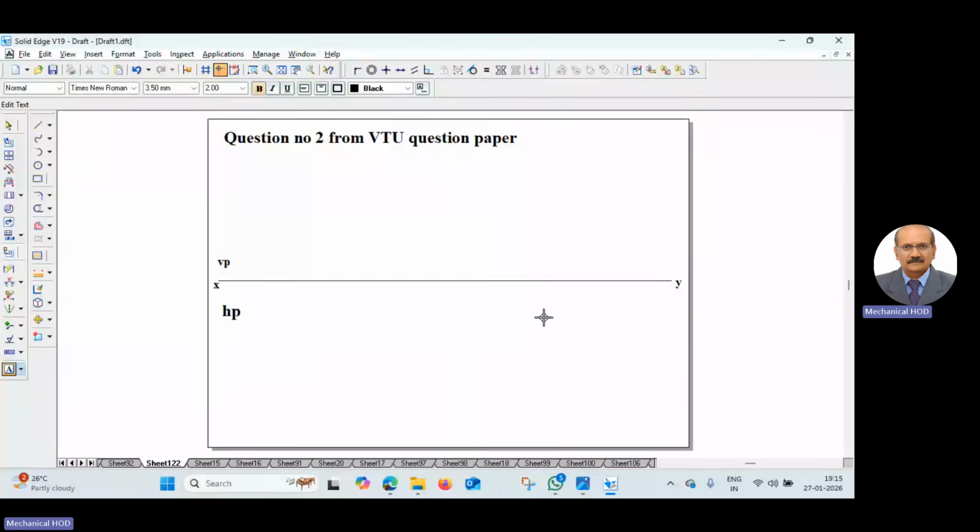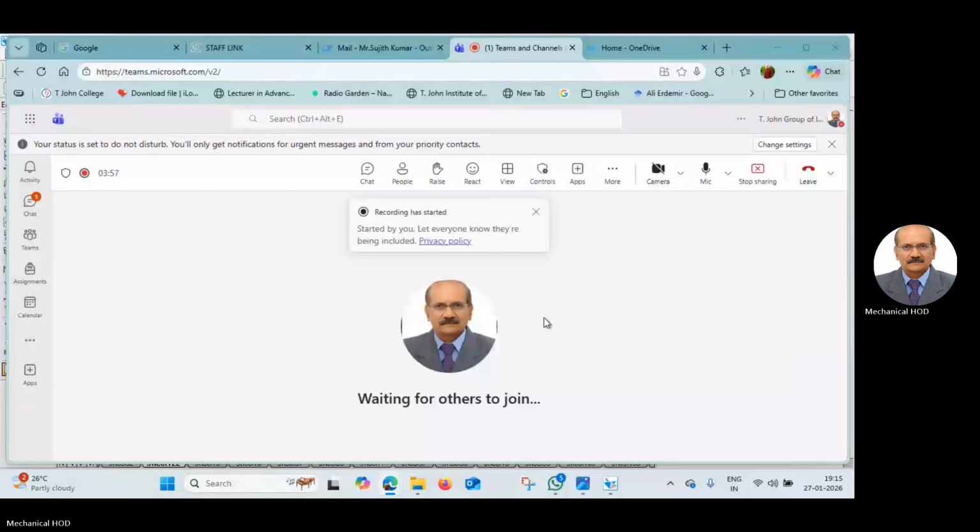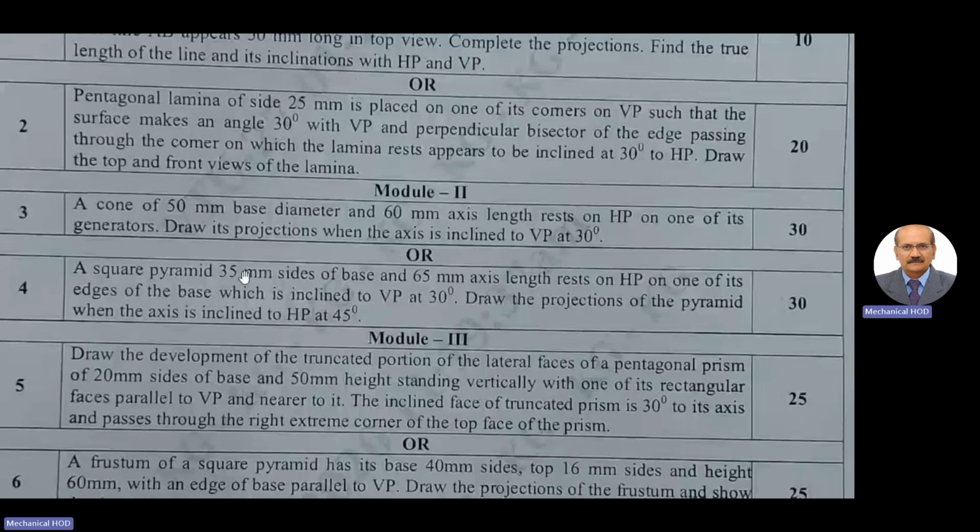From the VTU question paper. I think this is the question paper here. This is question number 2. Today's question paper: a problem on the lamina.